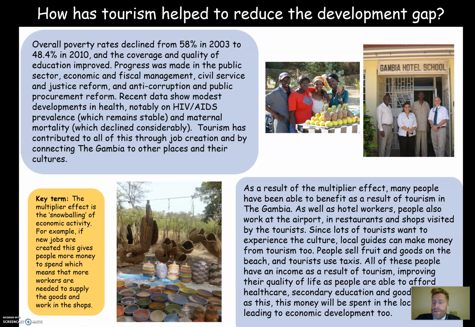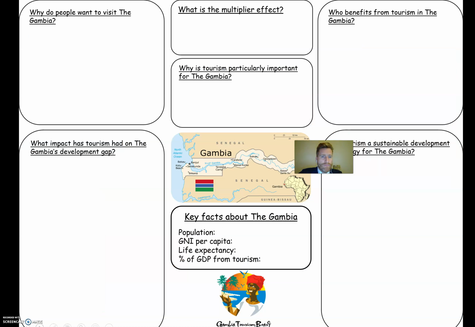This slide is all about how tourism has helped to reduce the development gap. And again, you should have this printed in your resource packs, but if not, I'll move my face out of the way. There we go. So you can actually pause this and you can read this as a class and then fill in the appropriate point on the sheet. So that's this box here that should have been filled out.